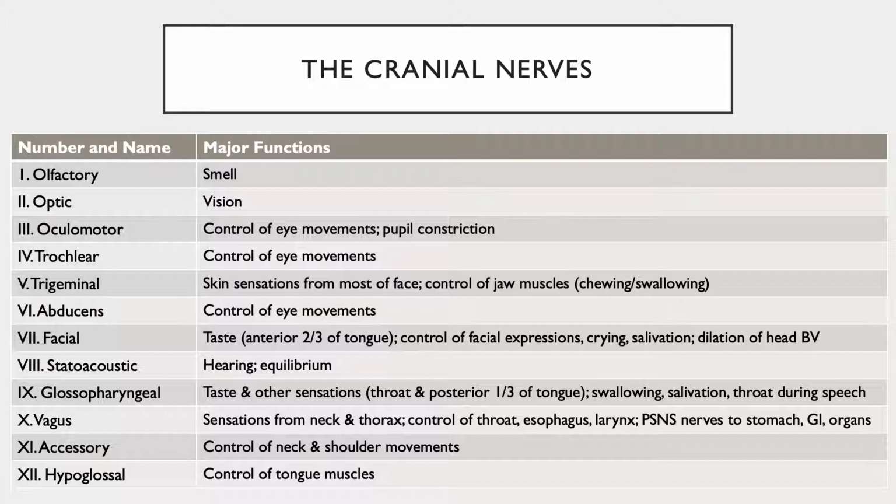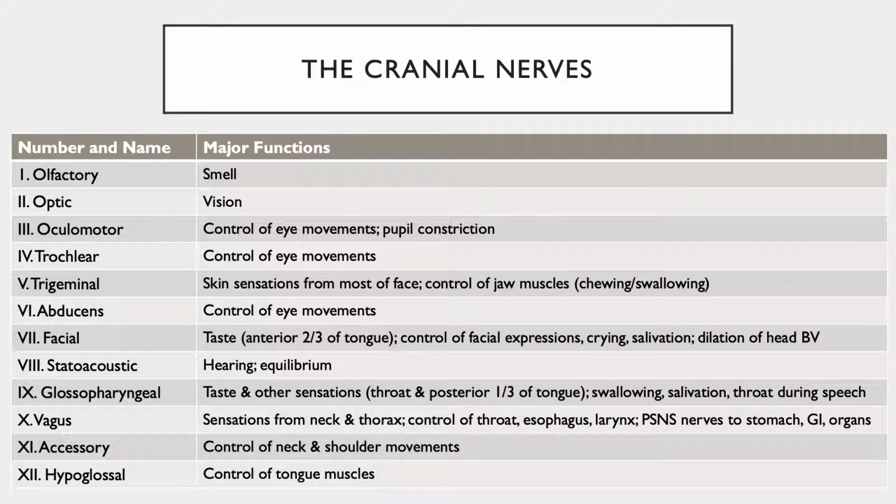Cranial nerve 8 is the statoacoustic nerve. It facilitates hearing and the sense of equilibrium. Cranial nerve 9, glossopharyngeal, helps with taste and other sensations in the throat and the posterior 1/3 of the tongue. It also facilitates swallowing, salivation, and throat movements needed to create speech.